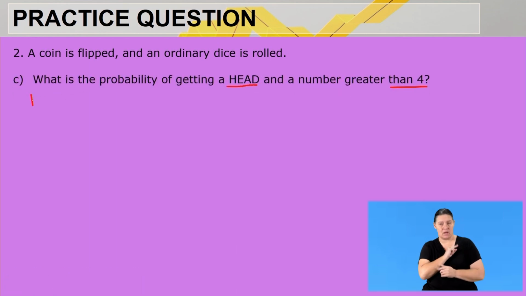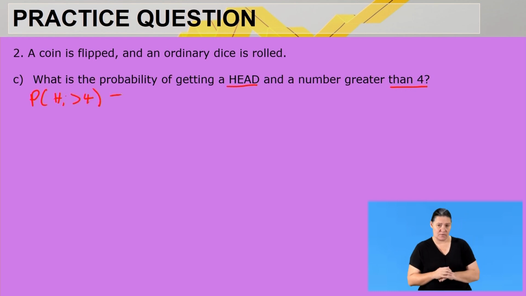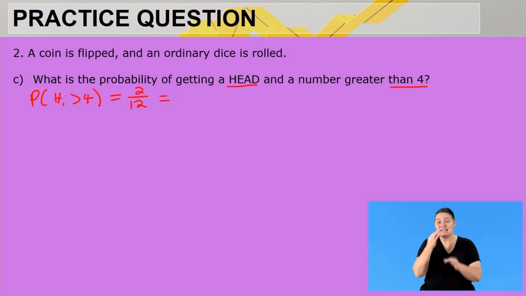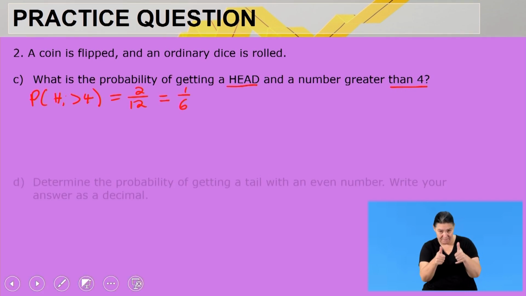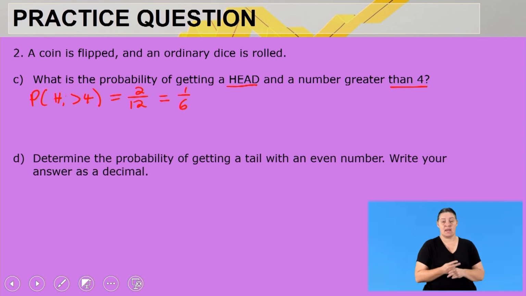So the probability of getting a heads and a number greater than 4 will be equal to 2 over 12, and in simplest form, that will give us 1 over 6. Guys, I hope that's clear. Then, question D: determine the probability of getting a tail with an even number. Write your answer as a decimal. So a tail with an even number, and the answer should be in decimal form.